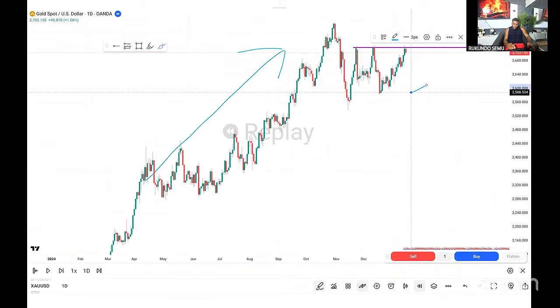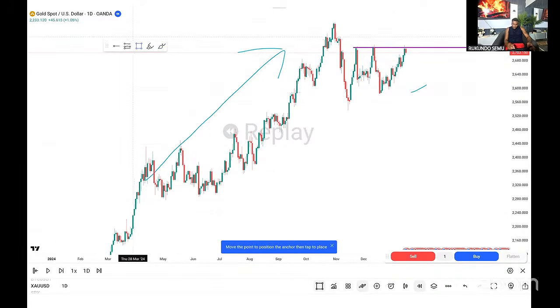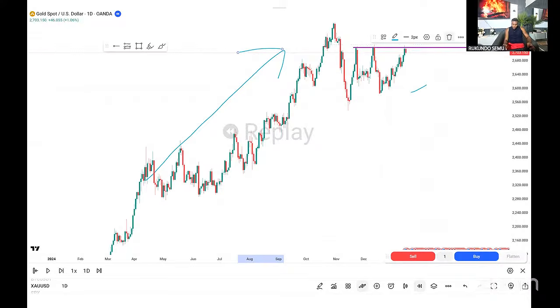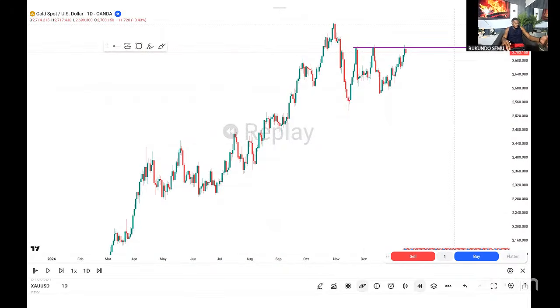So if we understand that the market is in uptrend, what next? We are going to look for buys. Are you understanding it, guys? We are going to look for buys.